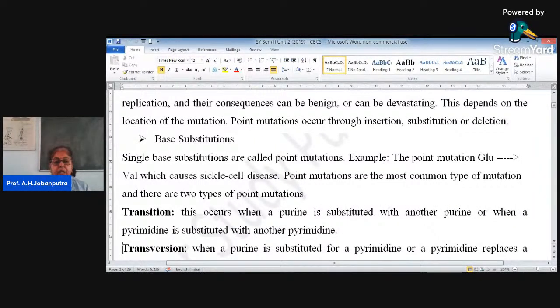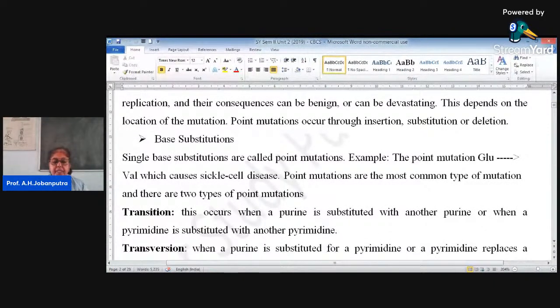Base substitutions, they are known as point mutations. So, one point mutation from glutamic acid to valine causes a disease known as sickle cell anemia. काय चेंज झालेला आहे? डीएनए मध्ये ग्लुटामिक ऍसिड च्या जागेवर व्हॅलिन आलेला आहे. Means the codon of glutamic acid undergoes mutation to form the codon of valine. So when glutamic acid is replaced by valine, it causes a disease known as sickle cell disease.